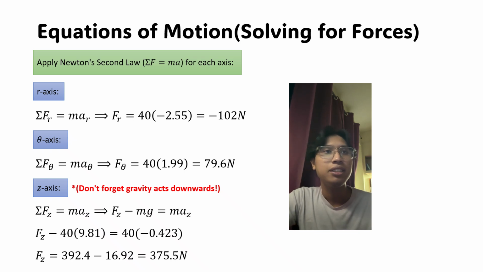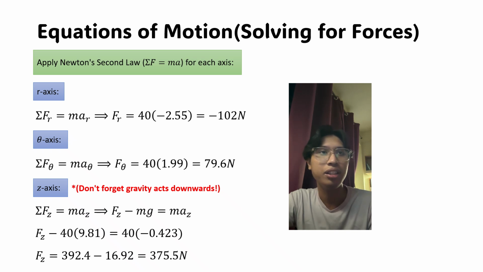Lastly, we apply Newton's second law in the vertical, or z, direction: sigma F in the z direction equals ma sub z. In this direction, we must include the weight of the boy because gravity acts downward. So in the z direction, the forces include the vertical force component from the slide and the weight, which is mg. After substituting the values, I obtain 375.5 Newtons for the force component in the z direction.